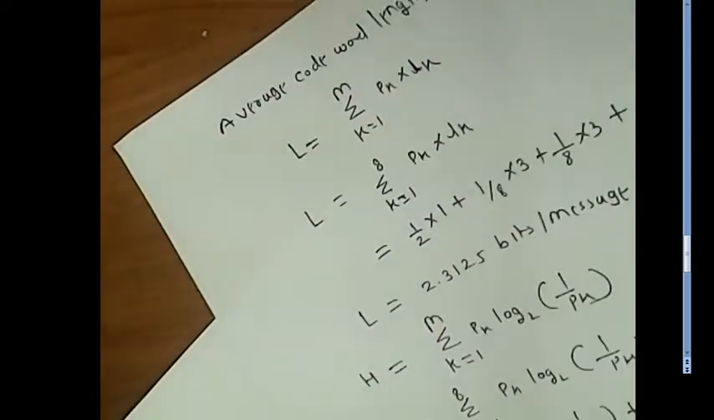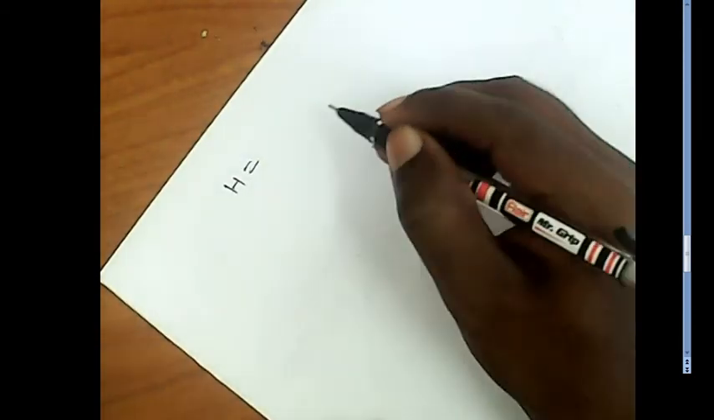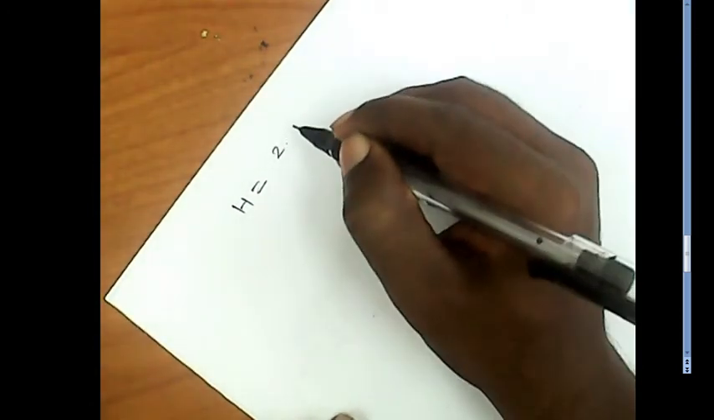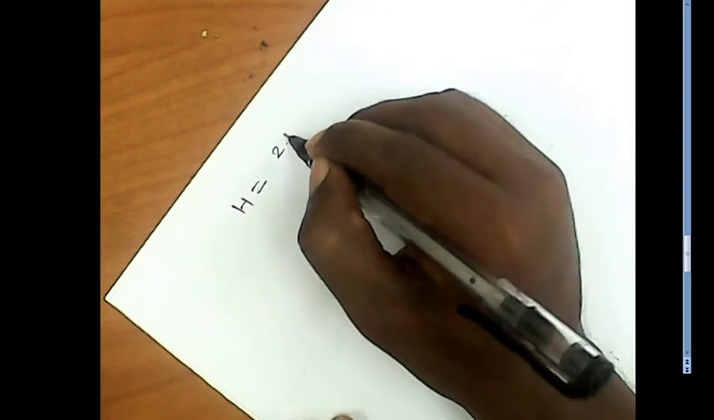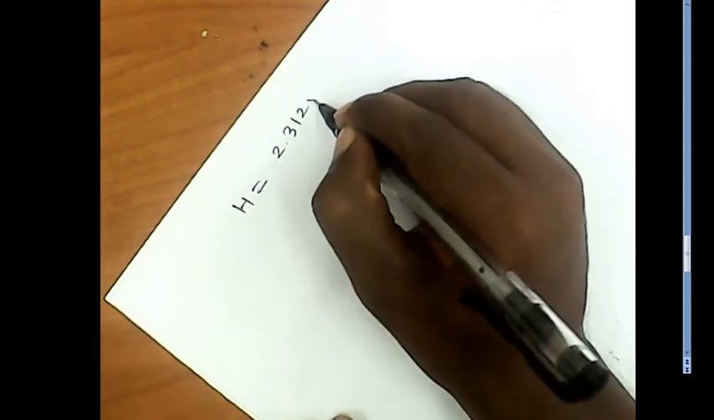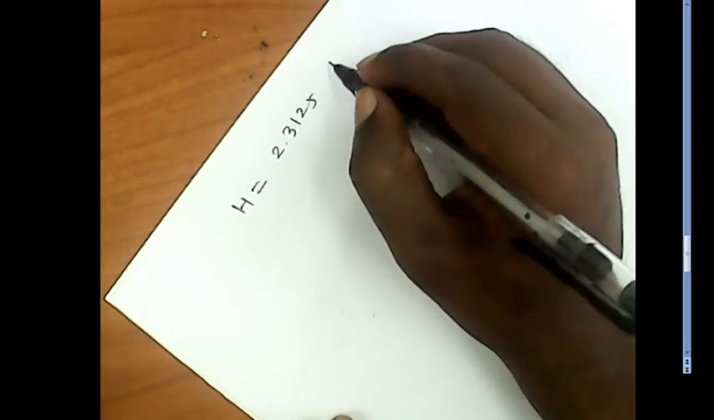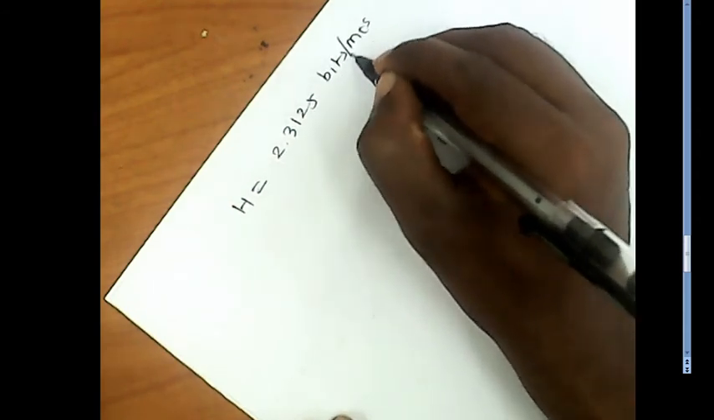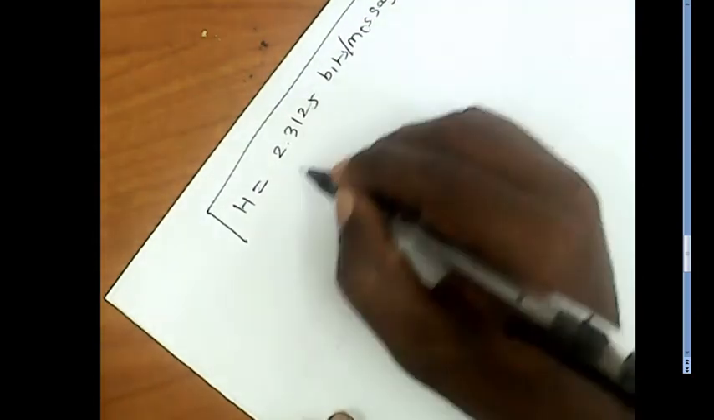If we calculate the whole equation, the entropy comes out to be 2.3125 bits per message. So this is the average information.